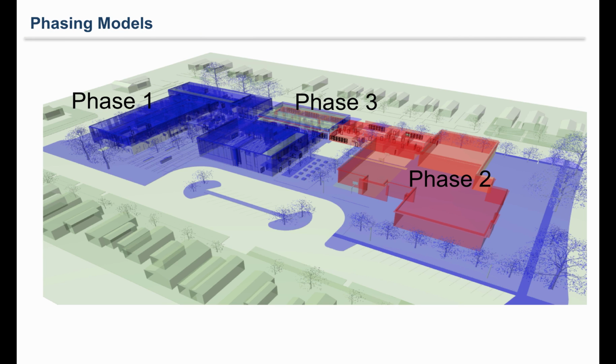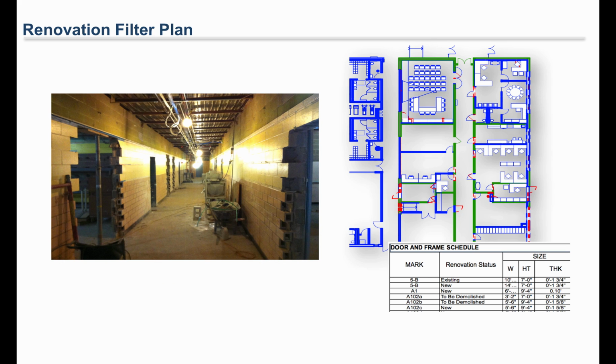This slide shows a phasing model using the Renovation filter overrides. You can quickly convey 3 main phases of construction. So we have phase 1 in blue, phase 2 in red, and then phase 3 in green. This can also be used in conjunction with the floor plan and schedules.